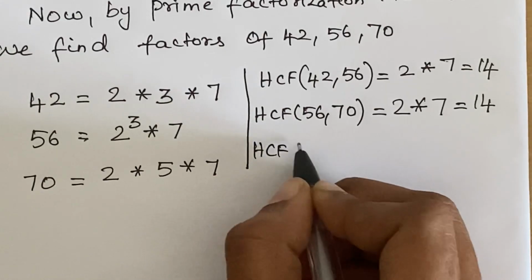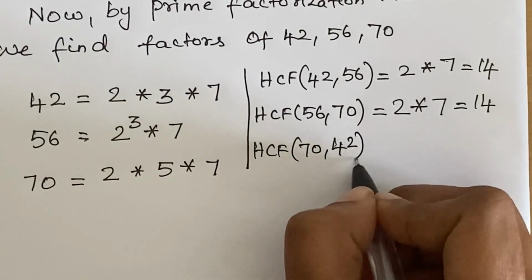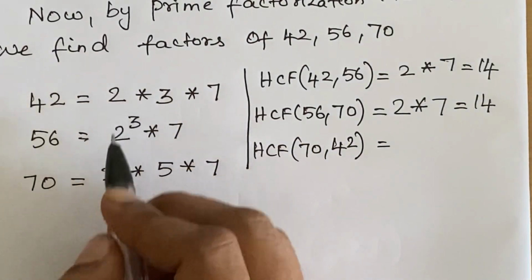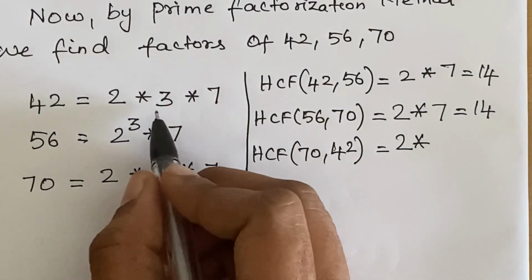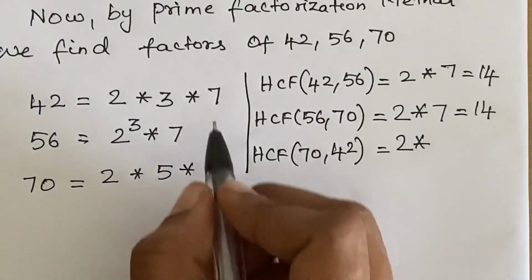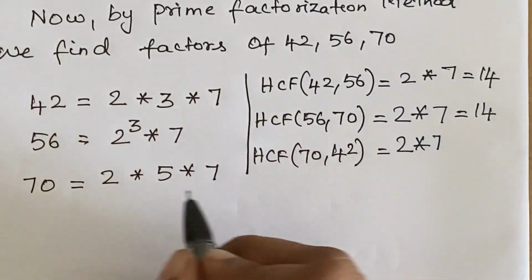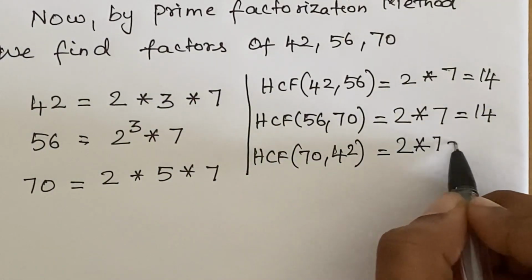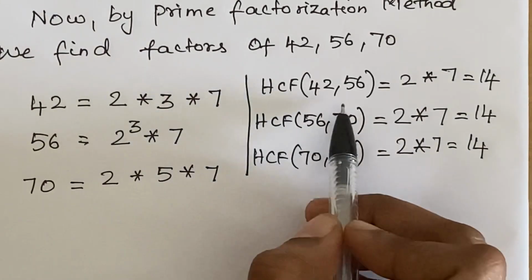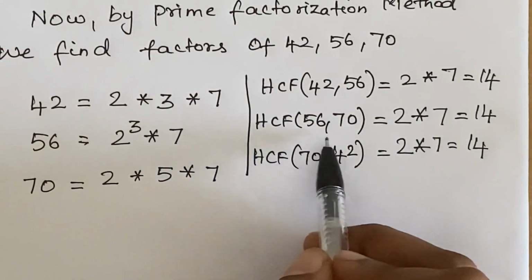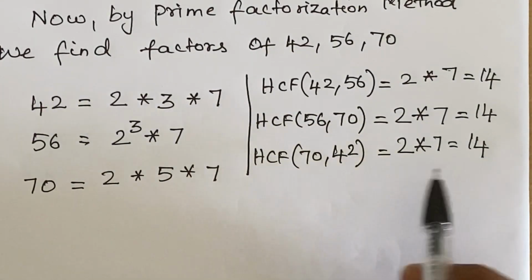So next is HCF between 70 and 42. Similarly, we find the common terms between them. So here 2 is common, we won't have 3 here, and we have 7 in common, and we won't have 5 also. So 2 times 7 is 14. So for all the 3 pairs, the HCF is 14. Depending upon the given numbers, the HCF may vary.